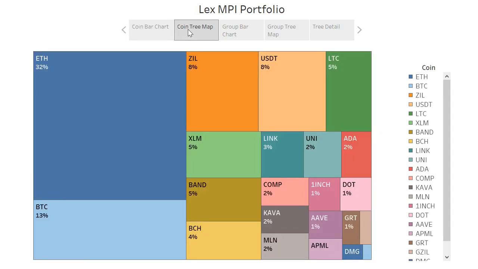Here it is, the tree map. As you can see, it's mainly Ethereum and Bitcoin, those big two there. I'm still highly exposed to some of what I call legacy tokens. That's Litecoin and XLM, being 10% of my portfolio.